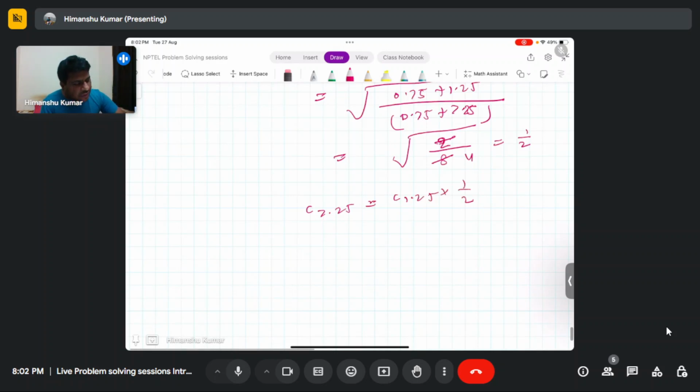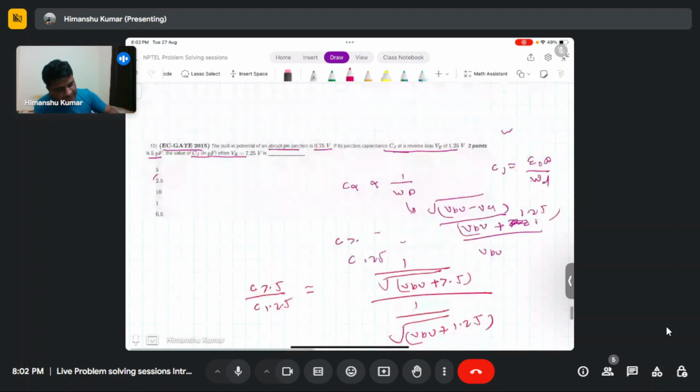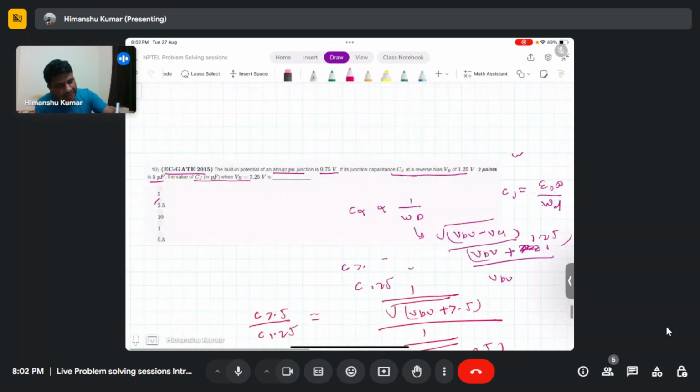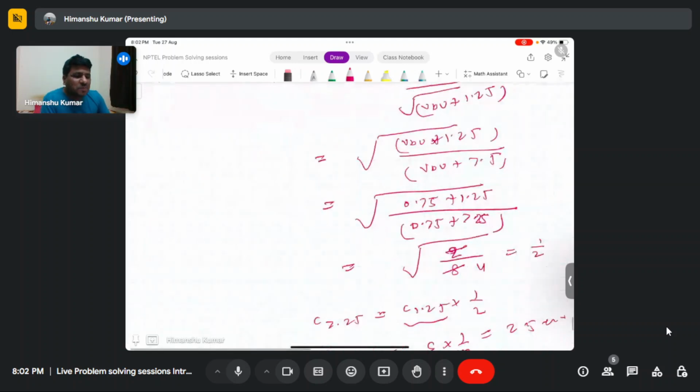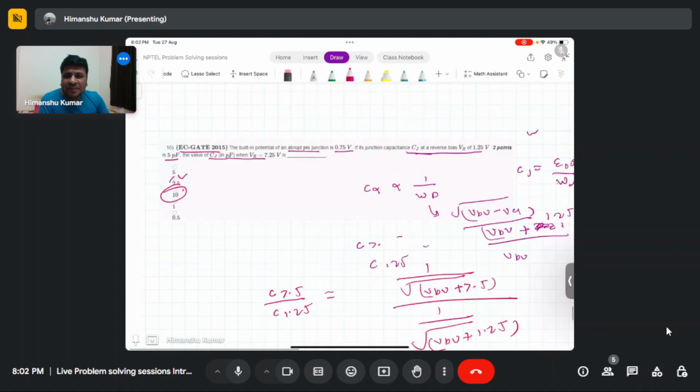So basically, C at 7.25 will be equal to C at 1.25 multiplied by half. Now you put the value as 5, so 5 multiplied by half will become 2.5 picofarad. So the correct answer is 2.5, and in my case, I chose the other option at that time, so I lost 2 penalty points.